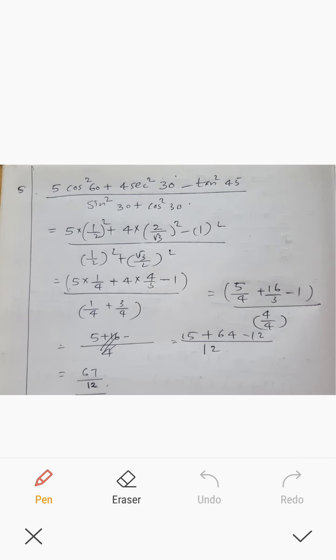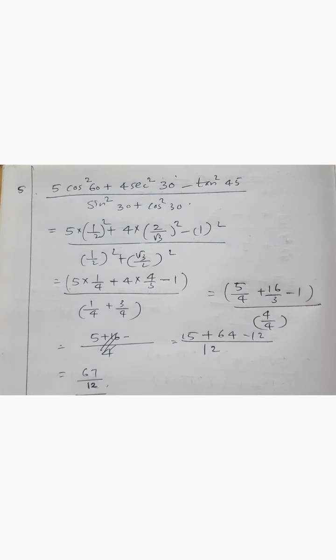5 cos square 60 plus 4 sec square 30 minus tan square 45, divided by sin square 30 plus cos square 30. Here cos 60 is 1 by 2, so cos square 60 is 1 by 2 whole square. Sec 30 is 2 by root 3, so sec square 30 is 2 by root 3 whole square. Tan 45 is 1, so tan square 45 is 1 square.